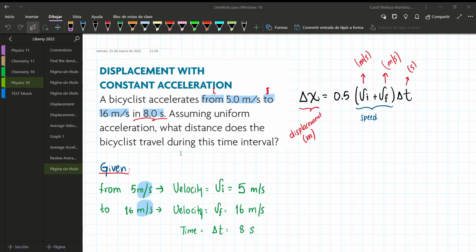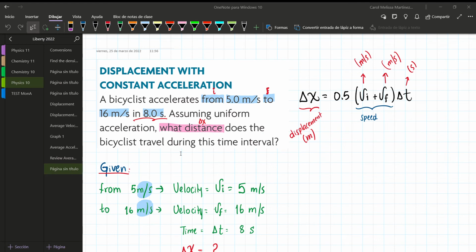Now the problem is asking me what distance does the bicyclist travel during this time interval? It's asking me about a distance. Distance is just another word that we use for displacement, okay? So basically in this part of the problem they're asking me to find displacement. I need to find delta x, which is going to be unknown.